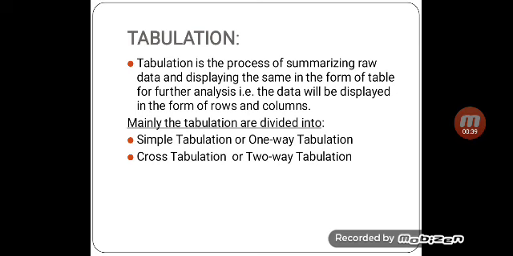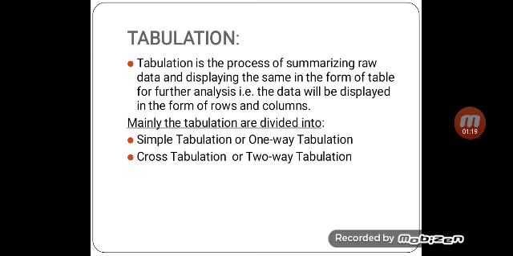Let us go with the meaning of tabulation. Tabulation is a process of summarizing raw data and displaying the same in the form of a table for further analysis. That is, the data will be displayed in the form of rows and columns. As soon as you collect the data, that will be raw data. How will you project this raw data into a meaningful form with the help of a table, with rows and columns? You will display the raw data. That is called tabulation.